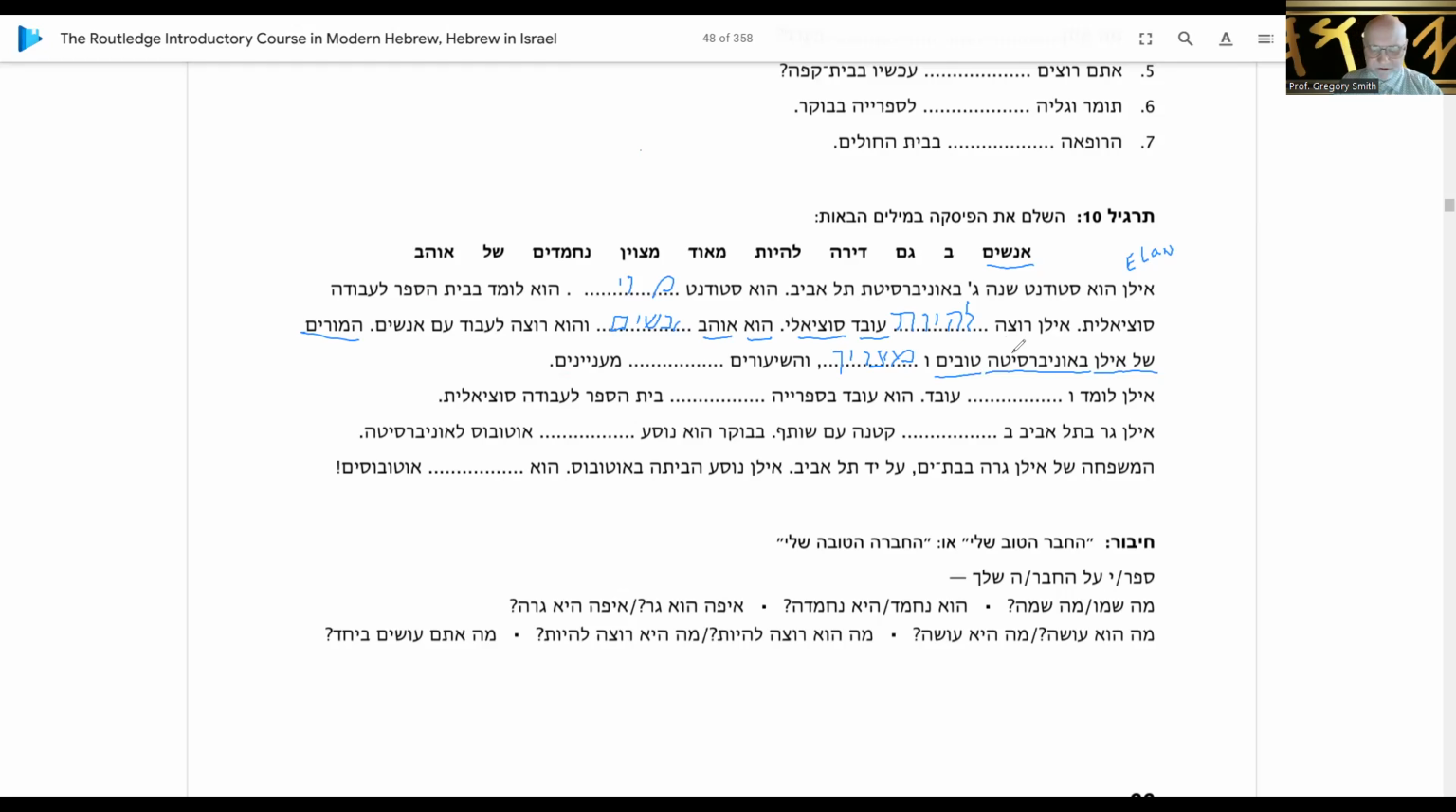And now it's either Universita Tovim, they are good. In other words, the teachers of the university are good, and I think we're going to put Metsuyanim, rather Metsuyan. They are good and excellent.